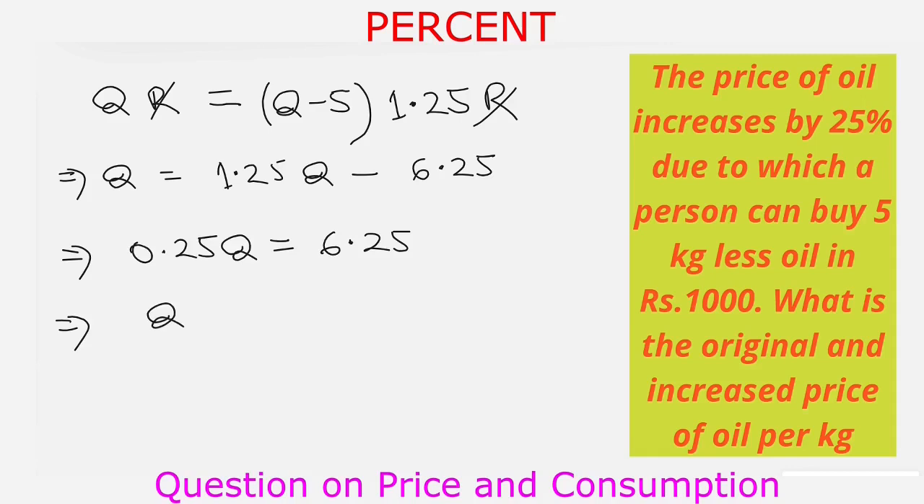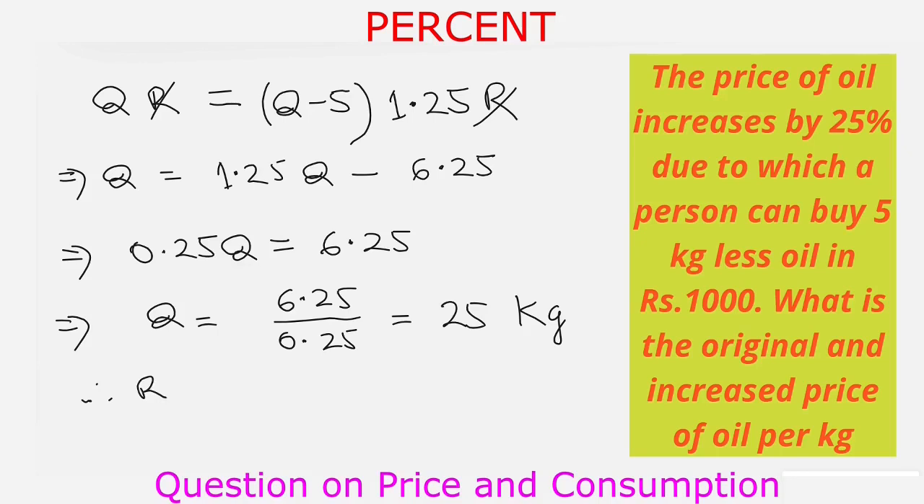Therefore Q equal to 6.25 divided by 0.25. As the decimal is after 2 digits in both the cases, we can cancel the decimal. It becomes 625 divided by 25. Thus 25 divides 625 for 25 times. So the earlier quantity was 25 kg and the person was able to buy 25 kg in rupees 1000.